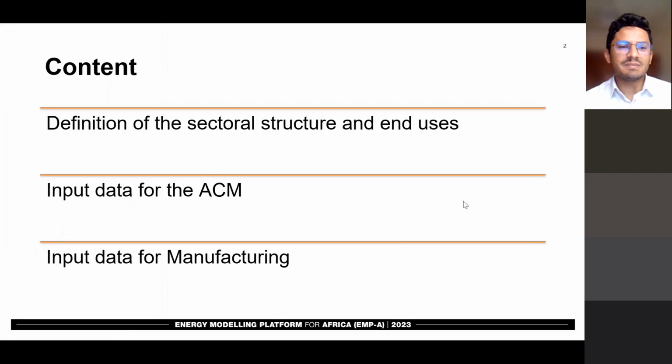So this presentation is structured into 3 main parts. First of all, I'm going to be talking about the structure of different industrial sectors and the different end-use categories. And then I will go on to present the formulas of calculation of final and useful energy demand, as well as the other theoretical aspects and the main calculation steps.